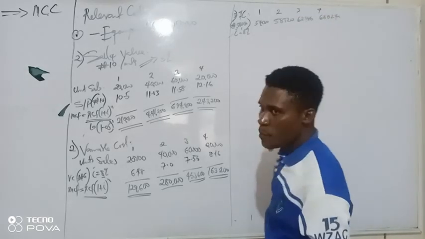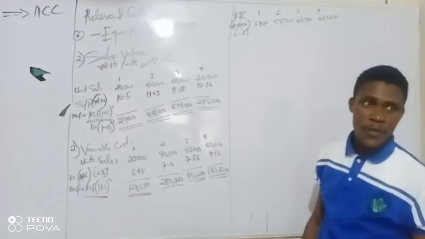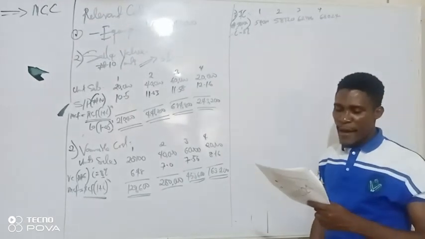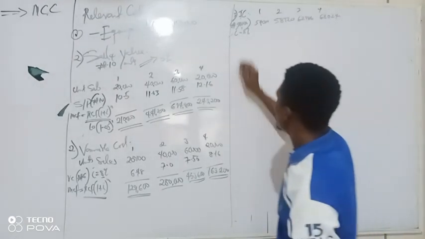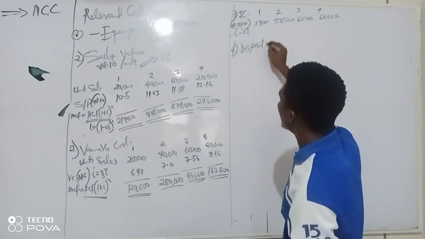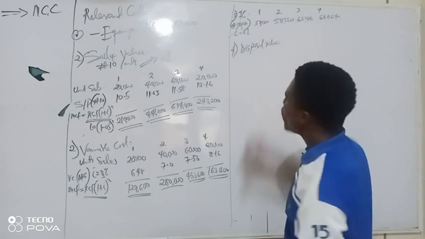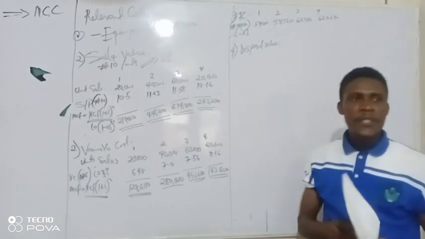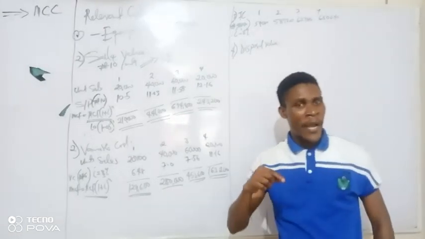024. I mean, that's our fixed cost. Next one is our disposal value. Please, you have to be very careful about this one. That's our disposal value. You have to be very careful because disposal value is not coming in until when?